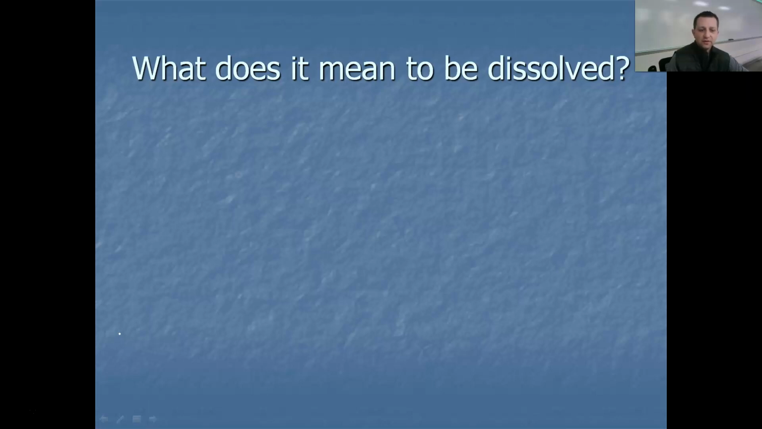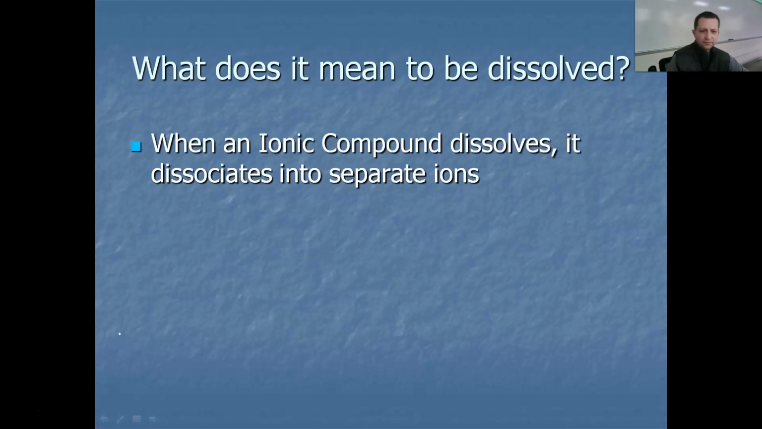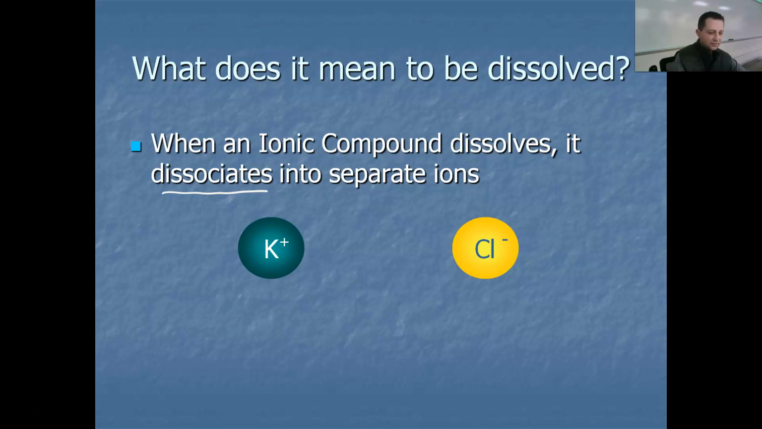So we want to start off with looking at what it means to be dissolved. When an ionic compound dissolves, it dissociates into separate ions. The key word here is dissociates, and you have something like potassium chloride, KCl, and you put KCl into water, and it's going to dissociate like this. And what you end up with is a potassium ion and a chloride ion. So that is really important.